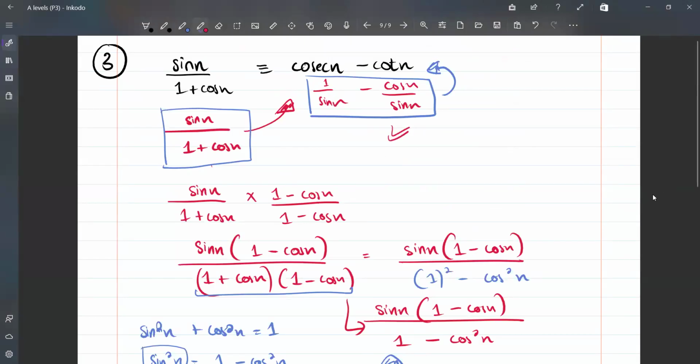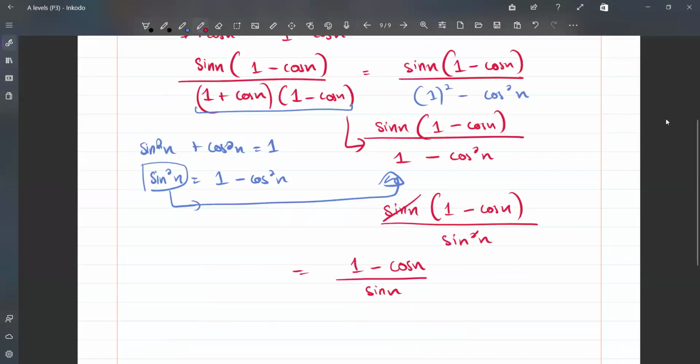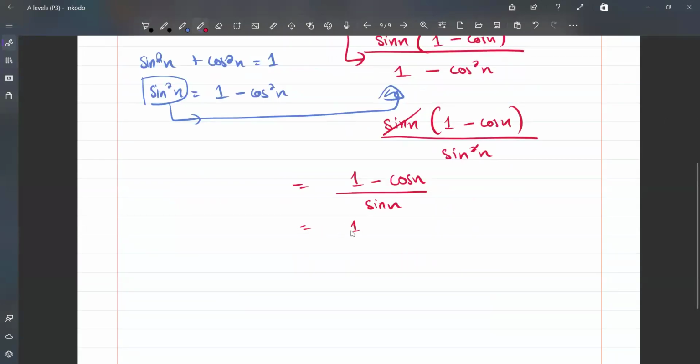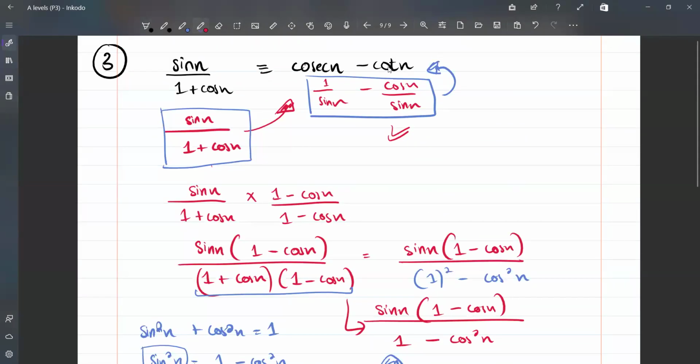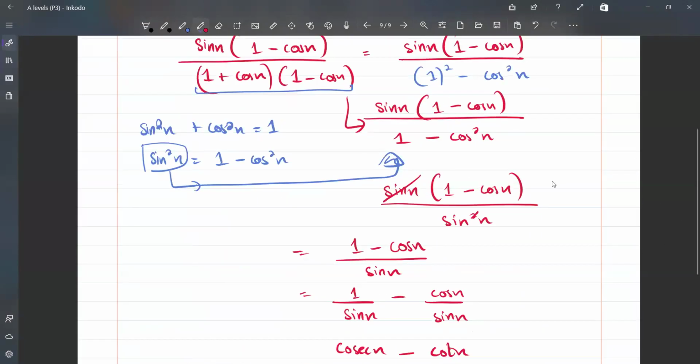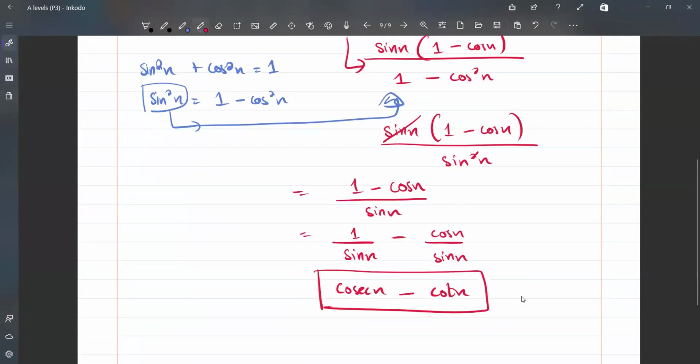All right. So yeah, we can write this as 1 upon sine x minus cos x upon sine x. 1 upon sine x is cosec x, and cos x upon sine x is cot x, which is what we needed to prove. Thus, we have shown it.